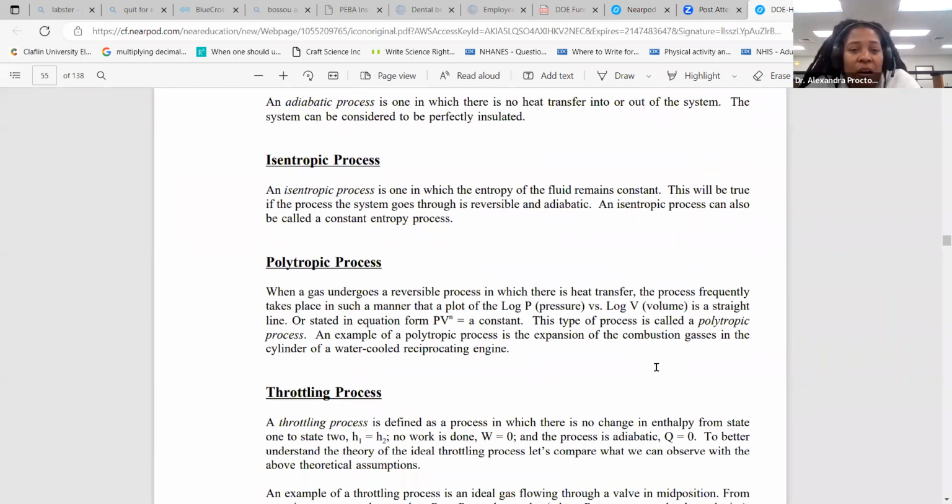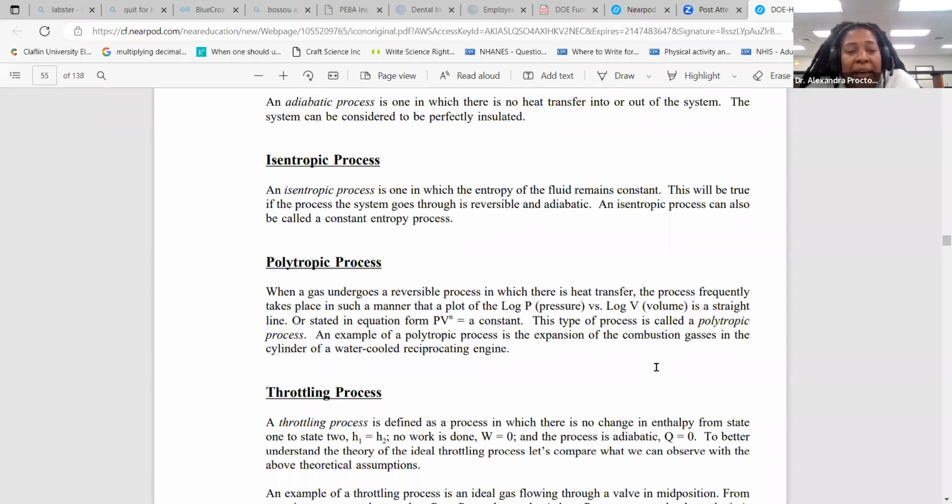Isentropic processes are ones where the entropy of the fluid remains constant. And this will be true if the process goes through reversible or adiabatic changes. So an isentropic process can also be called a constant entropy process.